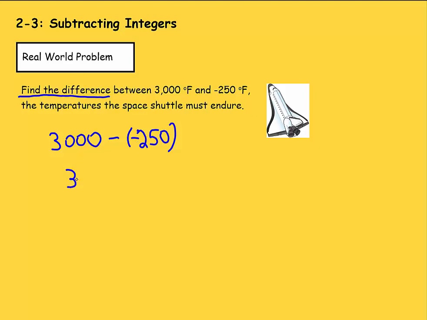So that leaves us with 3,000 plus, instead of minus, the opposite of negative 250, which would be positive 250. Adding those together would be 3,250. Then our label would be degrees Fahrenheit. If this doesn't make too much sense to you, just think of it this way. You're finding the difference between these two. Negative 250 is going to take 250 degrees to get back to 0. Then once you're back to 0, you have to get all the way back to positive 3,000. So 250 to get back to 0 plus the 3,000 to get all the way to 3,000 is 3,250 degrees difference.